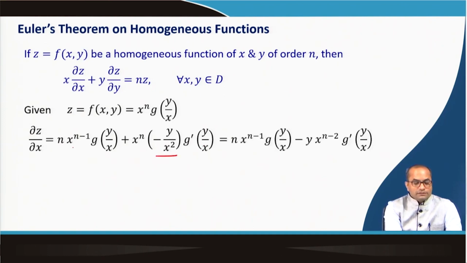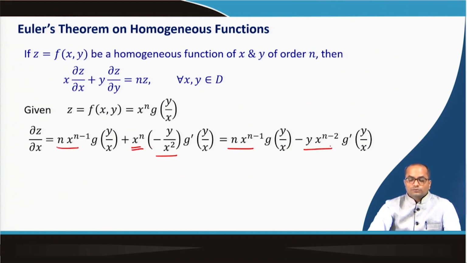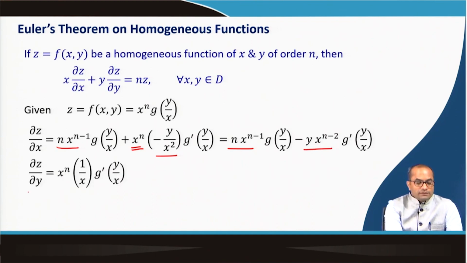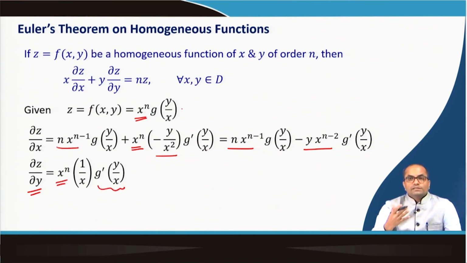Well, we can simplify a bit. So, n x power n minus 1 g, and here we have minus x power n minus 2 into y, g prime of y over x. Now, the partial derivative with respect to y. So, x power n is constant as it is, and g prime of y over x, and the derivative of y over x with respect to y is 1 over x, which is here.